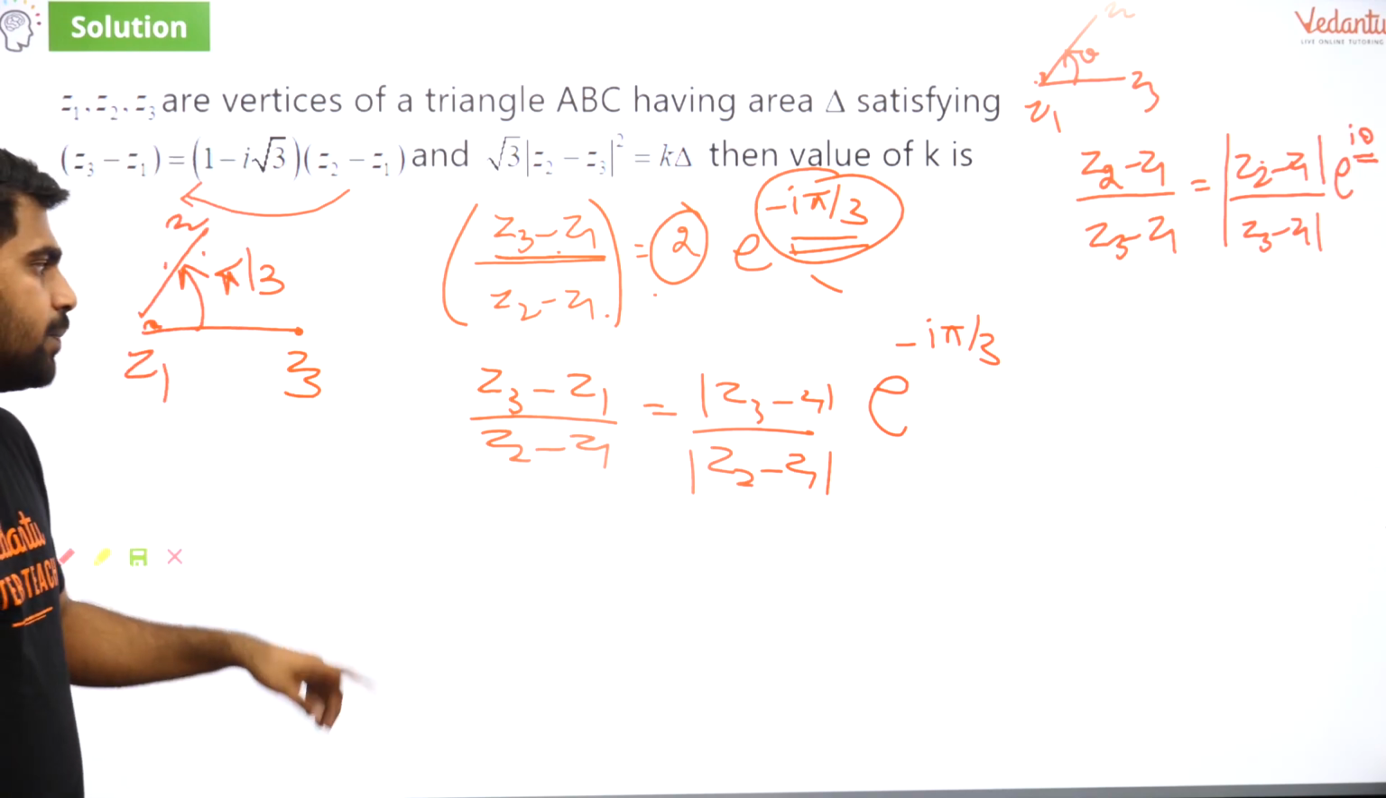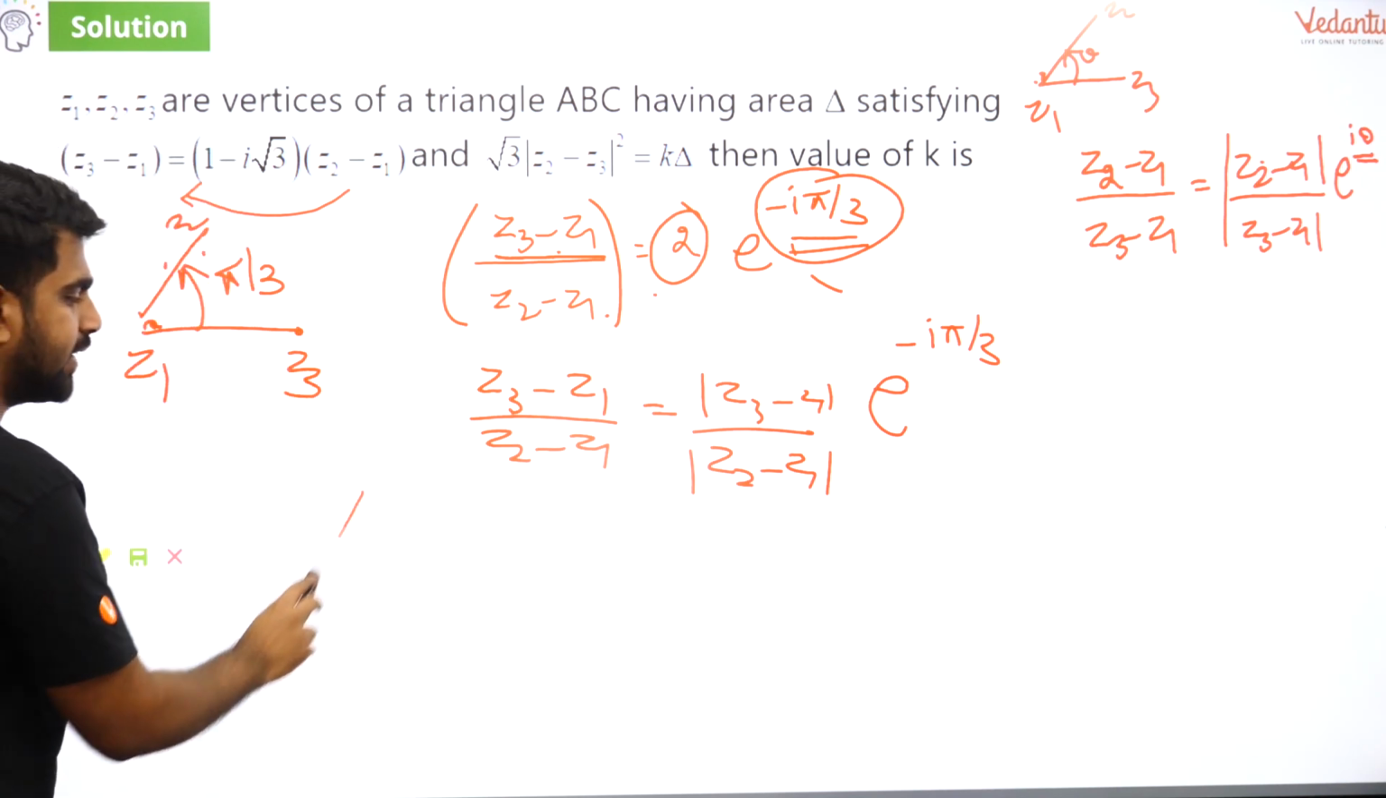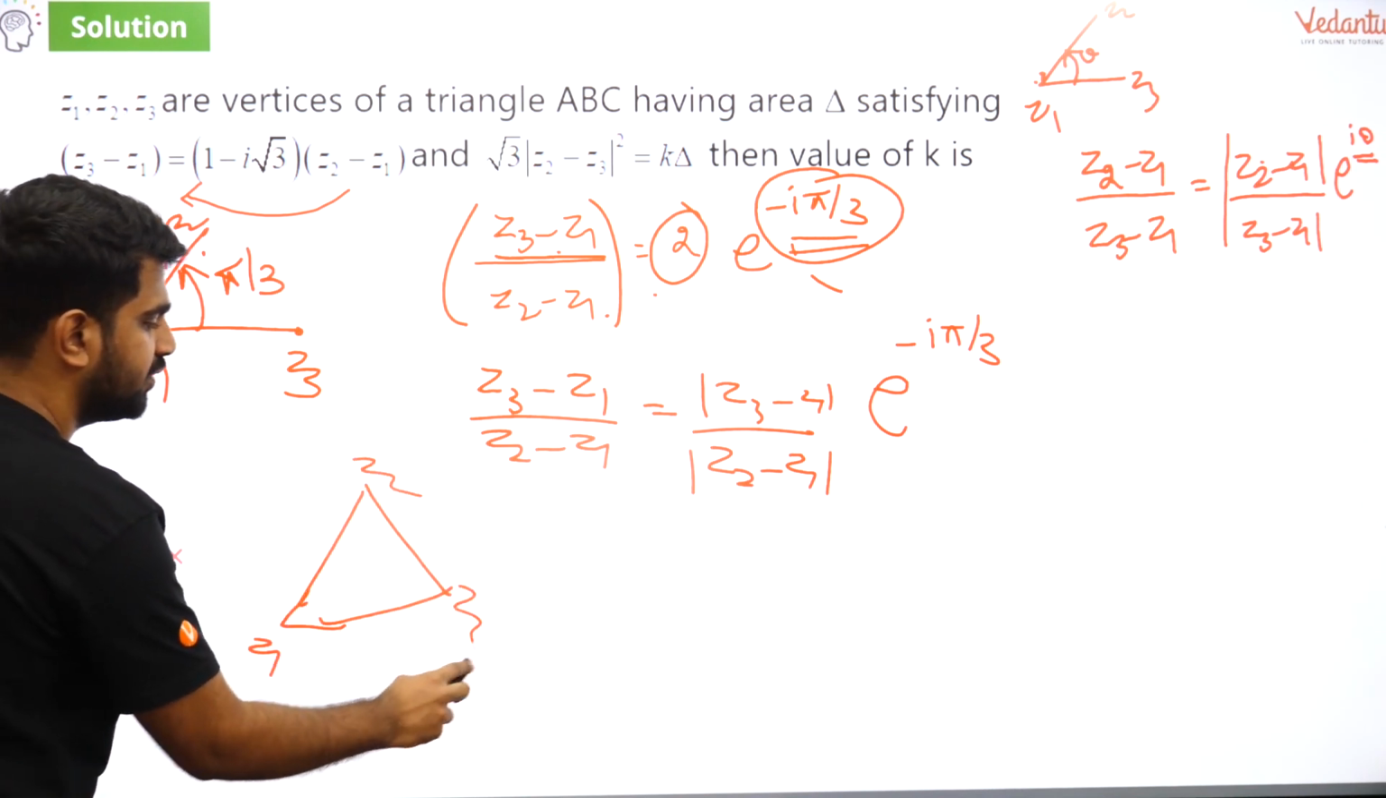Okay. So let us come back to this question. So let me draw a triangle. Now these three can represent a triangle. So you have Z1, you have Z2, you have Z3.